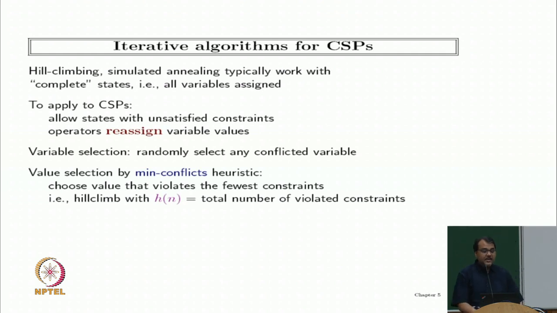This is what the slide says. We will work with complete states. To apply CSPs, we will allow states with unsatisfied constraints, and operators will reassign variable values. So what will be my neighborhood? Pick a variable, change its value. That would be a natural neighborhood function. You can think of more. And we can hill climb on top of it on the total number of violated constraints.